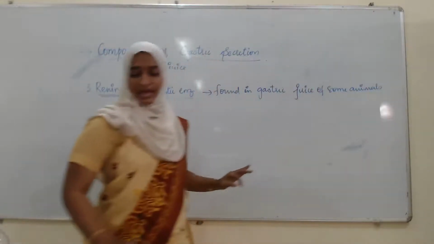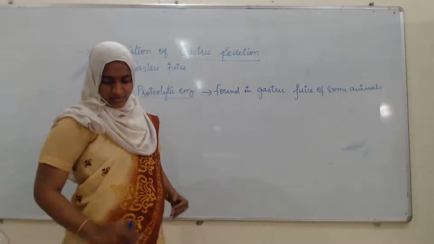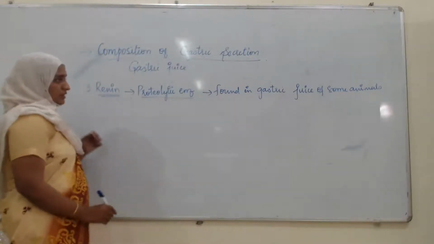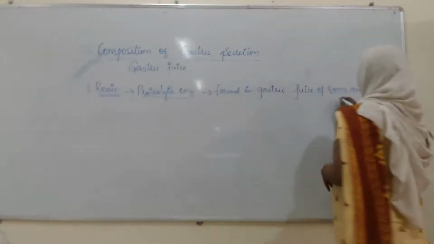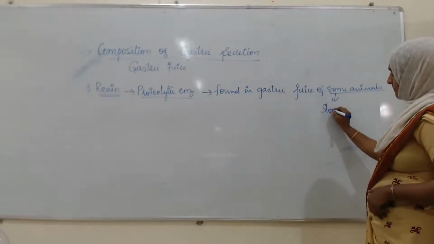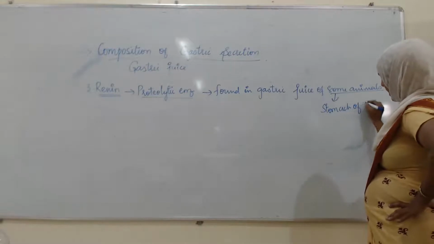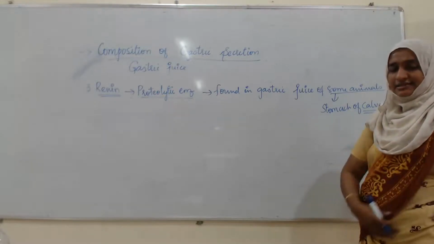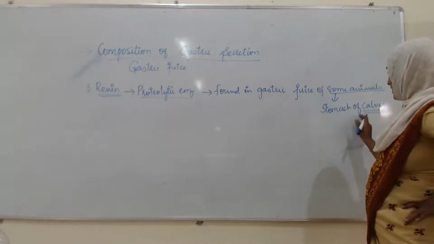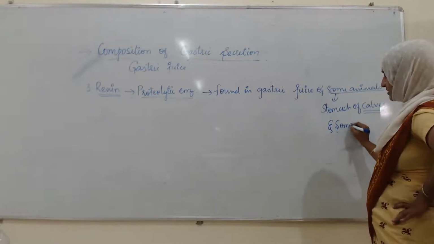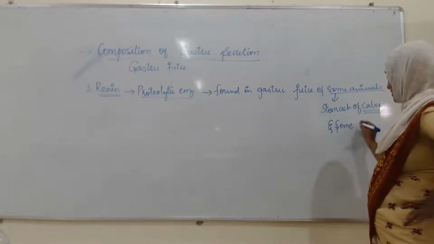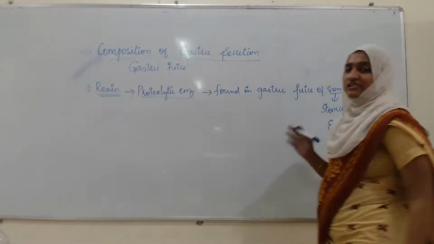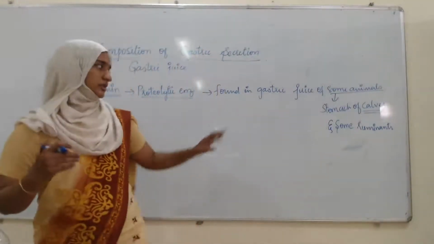And what are those some animals? That is found in the stomach of calves and other ruminants. Found in some animals means that it is found in the stomach of calves. Calves means the small babies of the cattle, that is cow. So that is the calves and some ruminants. Ruminants means which eat the grass. So in some animals' stomach you will find the renin.